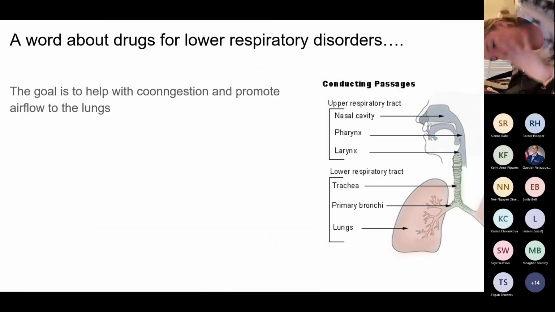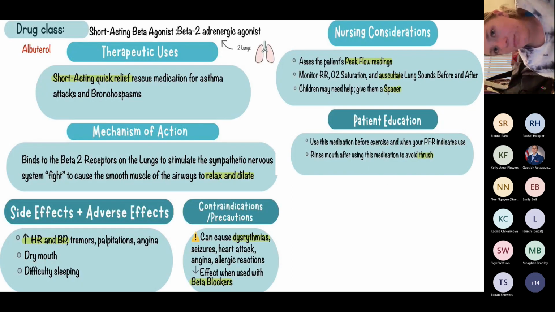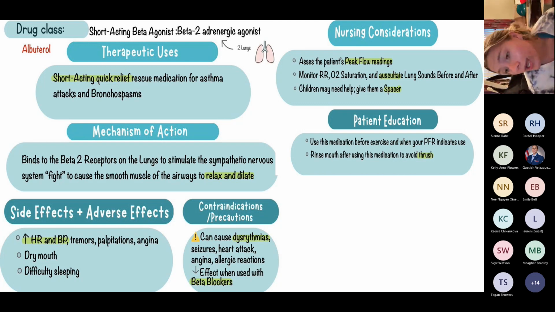So that was a lot of our upper. Now let's talk about the lower, okay? What's our lower respiratory tract? Think our lungs, bronchi, trachea, all that advanced airway stuff. Okay. So, big nursing considerations is knowing when to give these meds. Okay. When do I give one versus the other?